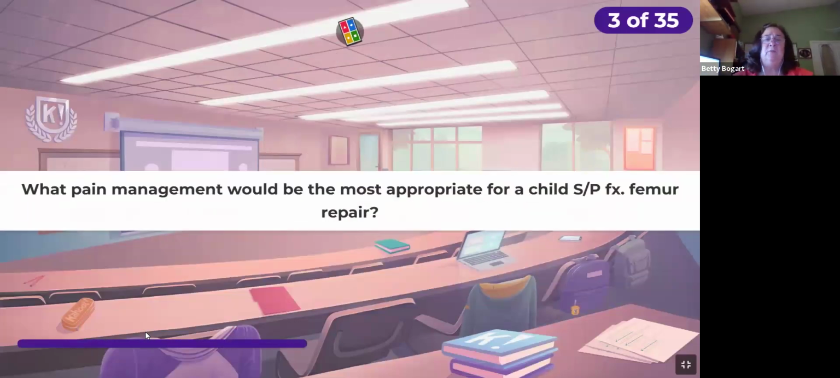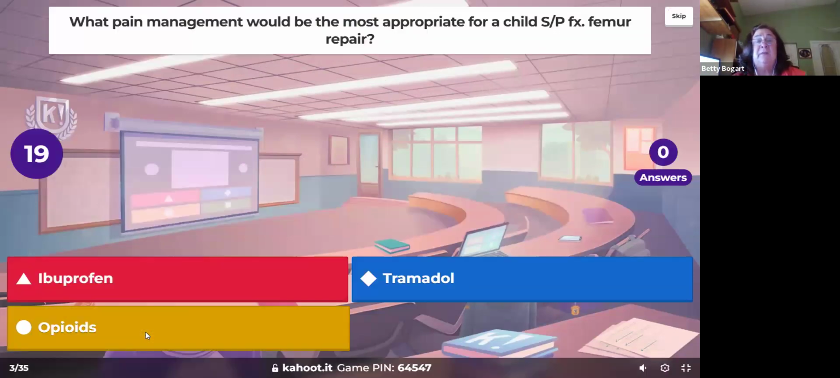What pain management would be most appropriate for a child status post fractured femur repair? I talked about this a little bit. We have mild to moderate, moderate to severe. What's appropriate for a fractured femur?